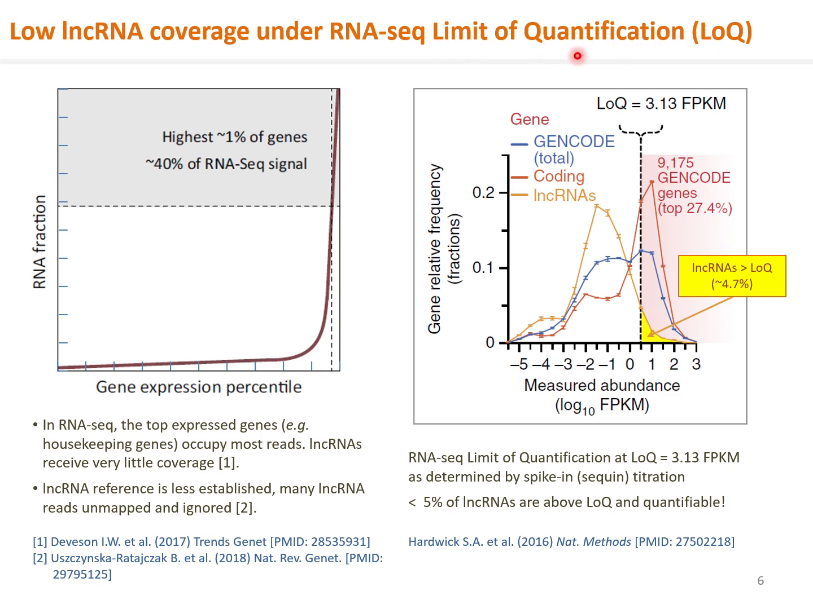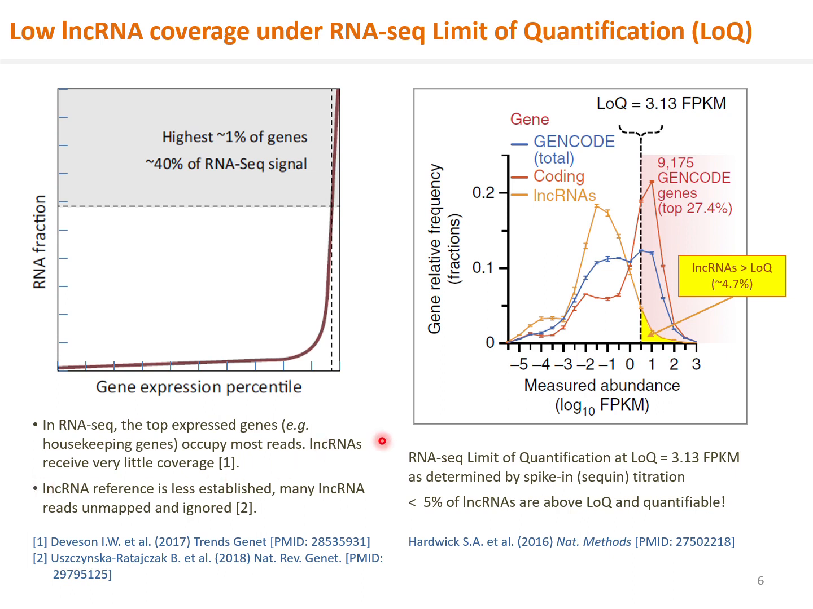So what is the typical read counts coverage for LncRNA by RNA sequencing? In an RNA sequencing run, the top 1% expressed genes, such as housekeeping genes, occupy about 40% of all sequencing reads. The LncRNAs at the lower expression levels in the gene expression percentile receive very few read counts. Also, RNA sequencing reads rely on being mappable to the reference transcriptome to be counted. For well-established protein-coding mRNA, this is not a problem, but for a less established LncRNA reference, many LncRNAs are simply not mapped and thus disregarded.